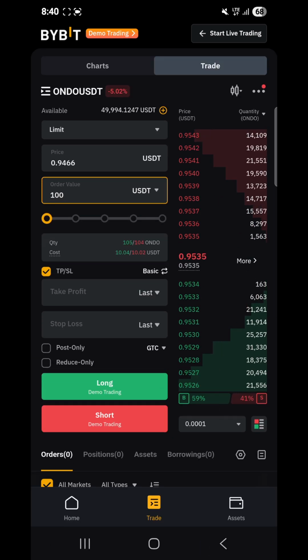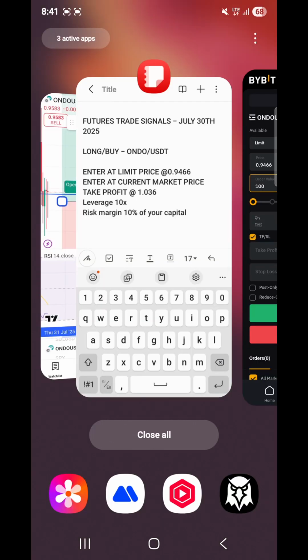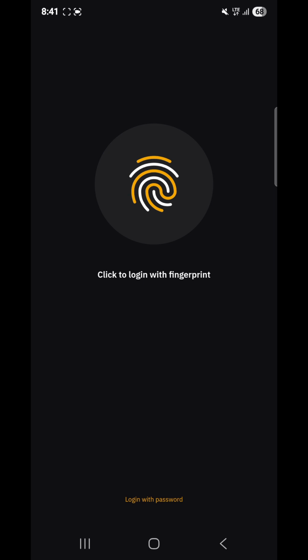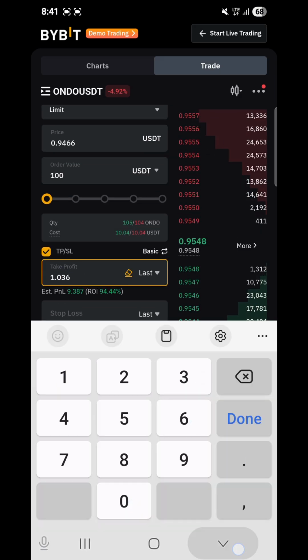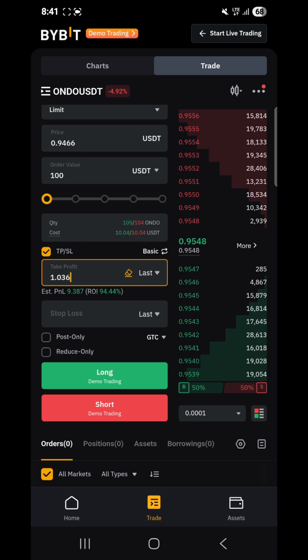Now I want you to see the original amount that you're entering this trade with. If you watch this quantity cost, the cost here is $10. That is to show you that by just putting $10 of my money, the market is giving me $90 extra. So now, according to this signal, our take profit is at 1.036. So just put it here, 1.036. Now it's promising me an estimated profit of 9.387. I want you guys to observe something keenly.